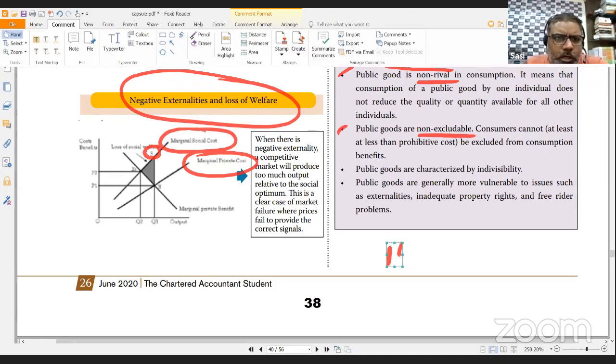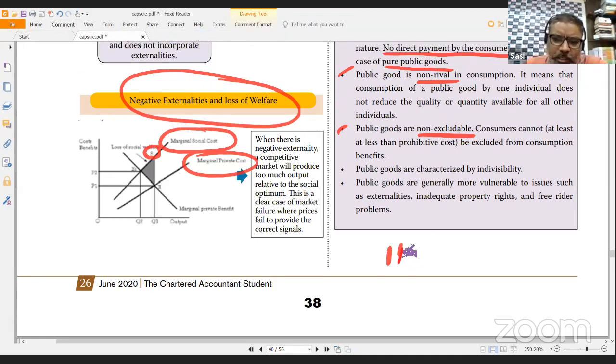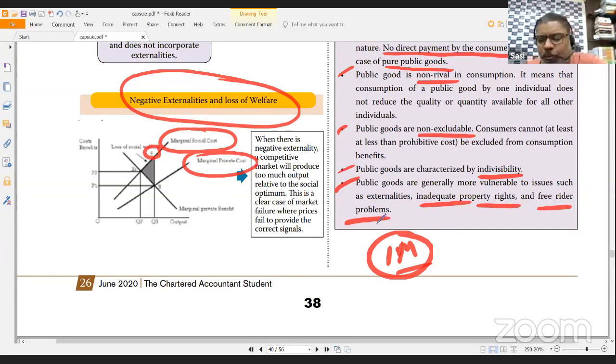It is going to definitely save the country, meaning it is saving the entire country. Everybody in the country is getting the services from our brave soldiers. So that is not excludable. That is a pure public good, and that is indivisible also. Indivisibility once again can be taken from the street light example or a park example or any other pure public goods. And they are more vulnerable to issues like externalities, inadequate property rights, and most importantly, free rider problems.